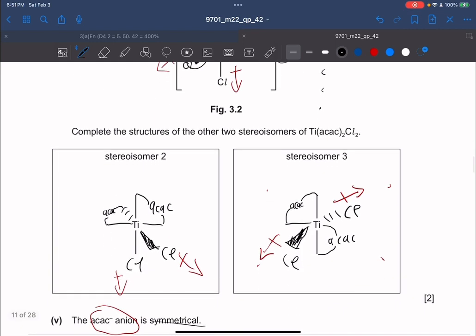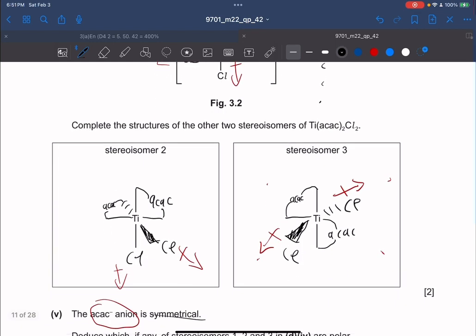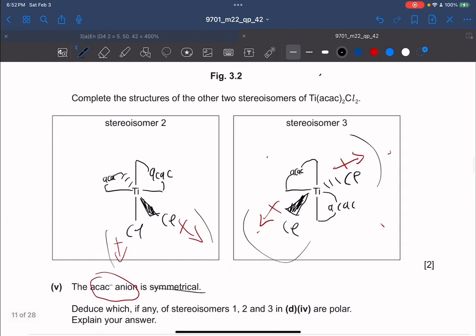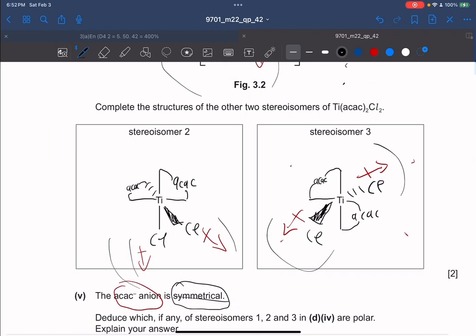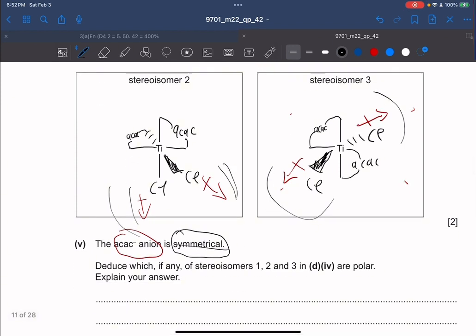So here what we're seeing is that the charges cancel out because they're pulling exactly away from each other. Here, it's both pulling in the same direction. Honestly, I'm not too sure what it means by symmetrical here, but probably what it's suggesting is that it's non-polar or something like that. Regardless, we can see that Cl is pulling in the same direction.